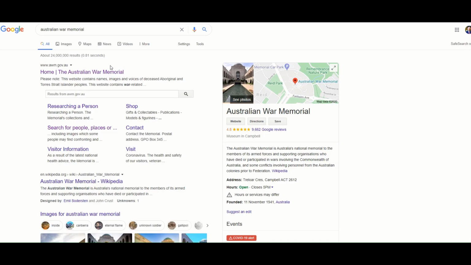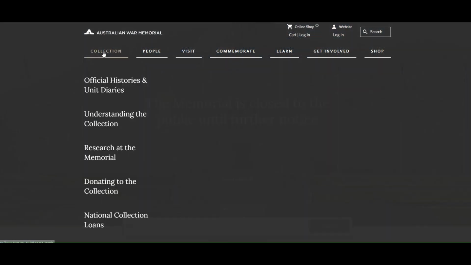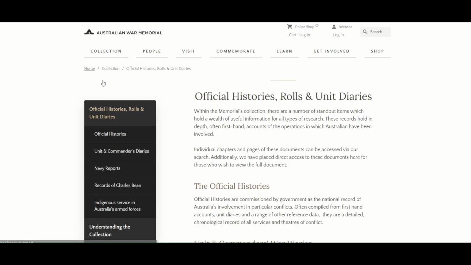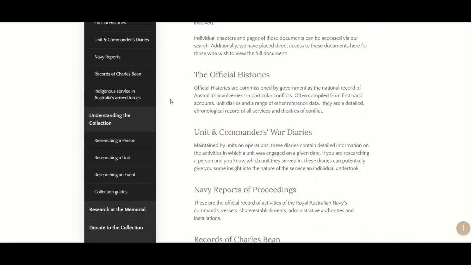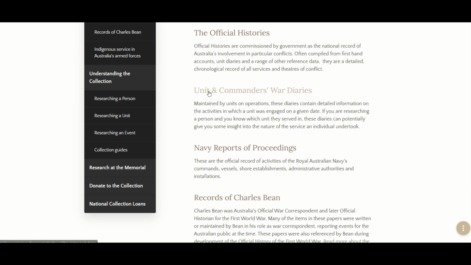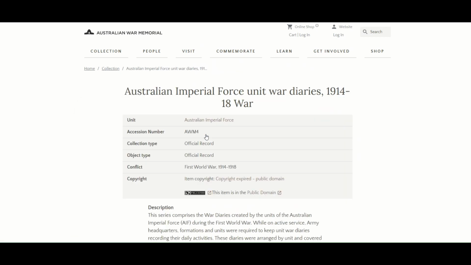So this is the Australian War Memorial website. As I was saying, it's got heaps of information. So if you just go onto this website, awm.gov.au, if you have a look here, you scroll down, you can read about the official histories. You can check out, they've even scanned and uploaded actual soldiers' war diaries. So we're going to have a look at one from the First World War here.